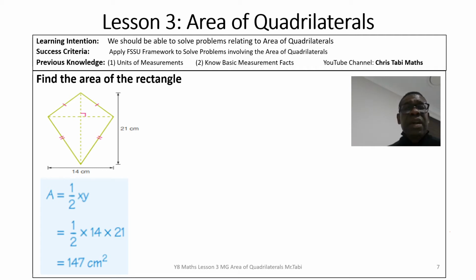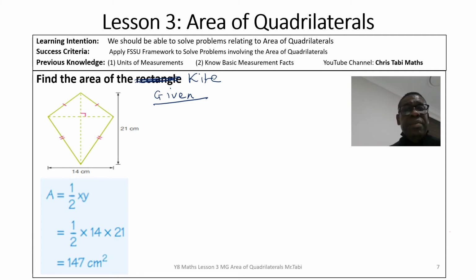Find the area of the kite. That's the area of the kite. Now again, the vertical distance. So again, let's write down what we know. In other words, given. It's always important to do that before you do the substitution.